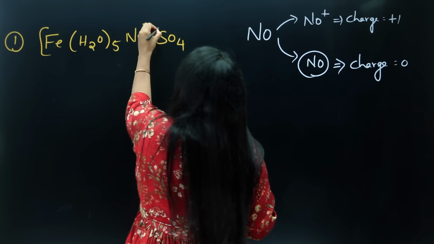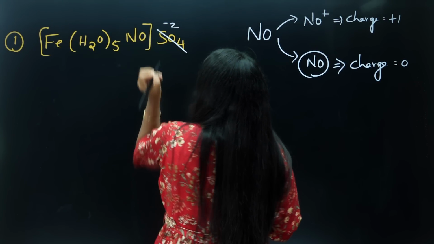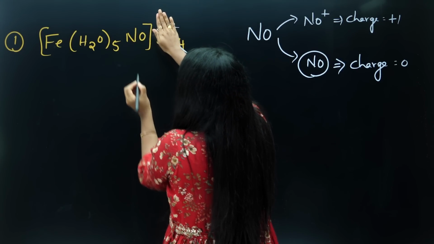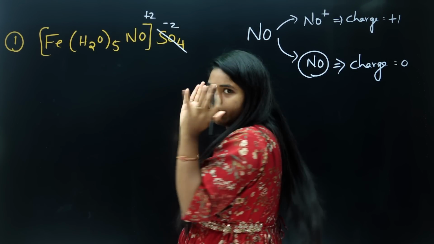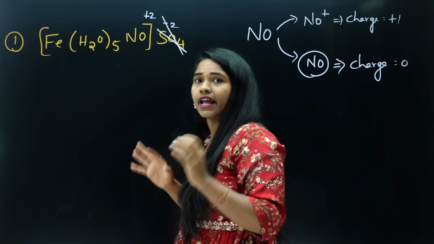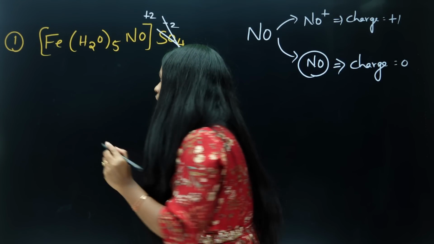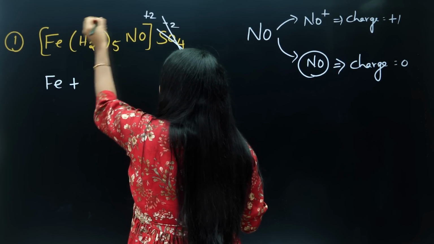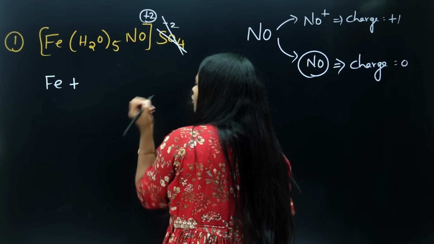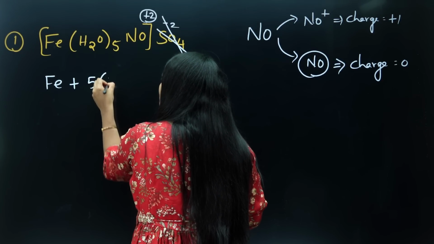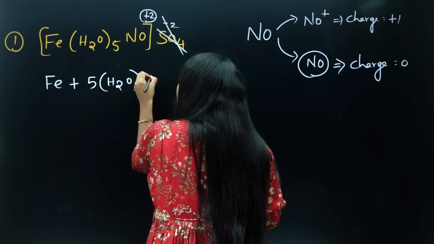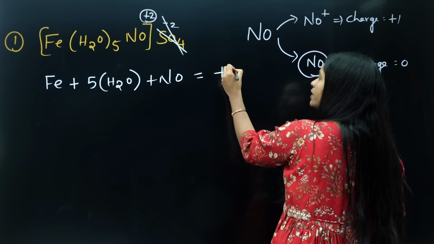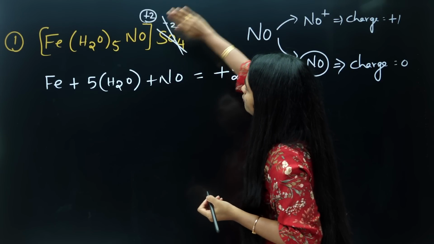First, this is sulfate. For sulfate, we have to take the charge minus 2. If it is minus 2, then the charge on the complex will be plus 2. So I am removing this sulfate and keeping the charge on the complex plus 2. Fe plus the sum of all oxidation states is equal to the charge on the complex. So 5 water molecules plus NO is equal to, what is the charge on the complex, students? Plus 2, because I removed SO4.